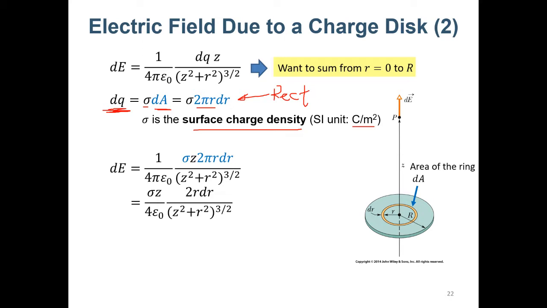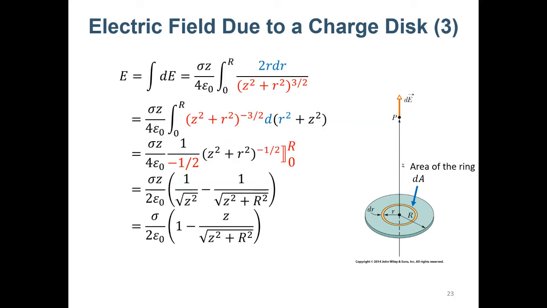So we substitute dq to be this term to here, and 2 pi and 4 pi are cancelled. Is it pi and pi that are cancelled? So we have 4 epsilon naught, and sigma z is here, and then 2r dr. We leave this term. Actually, we need to use the chain rule.